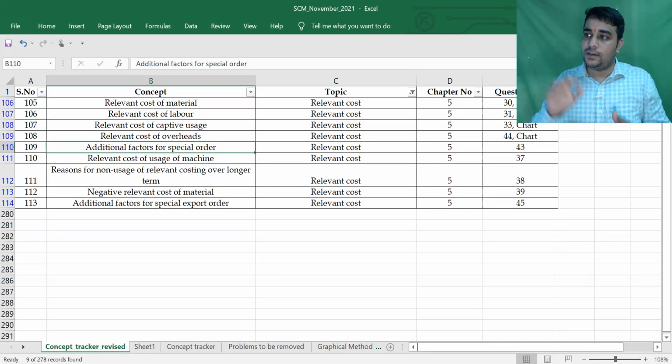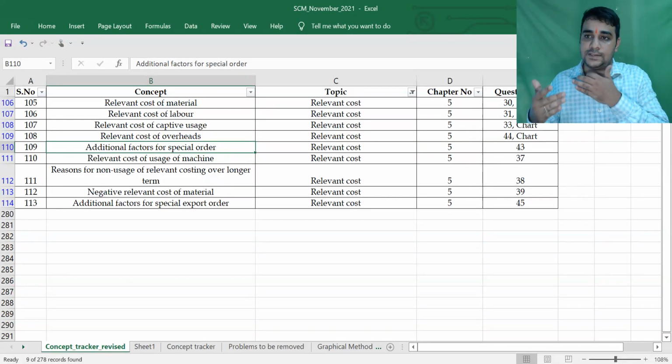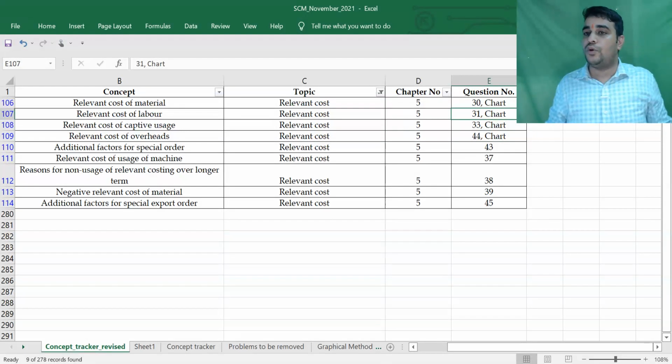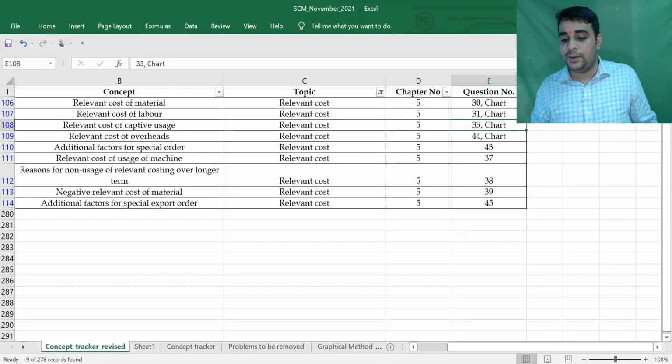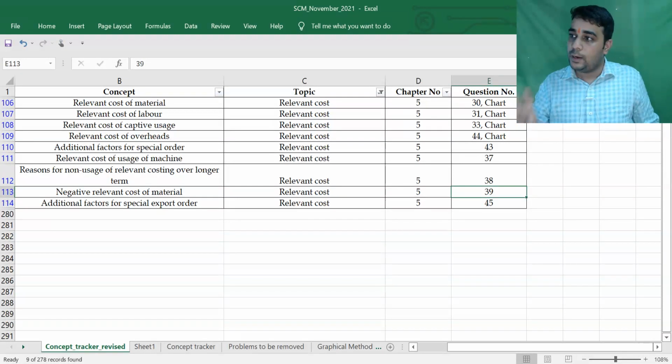You download it from the PDF and just write it in this format: serial number, concept, topic, chapter number and question number, so that when you want to revise, you can just go to the question number. For example, here I would have wanted the student to go to question 30, or 31 on the chart, 33, 44, 43, 37, 38, 39, and look at that concept and be done with it. That was my expectation from the students for revising the day before the exam. So this would be given to you later.